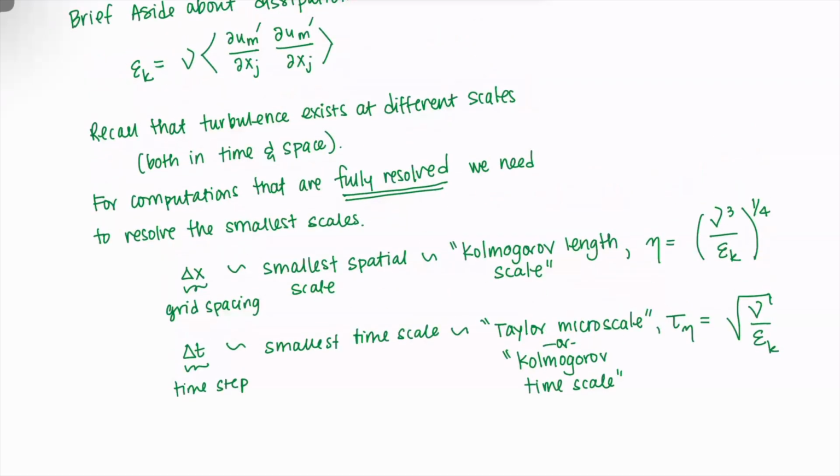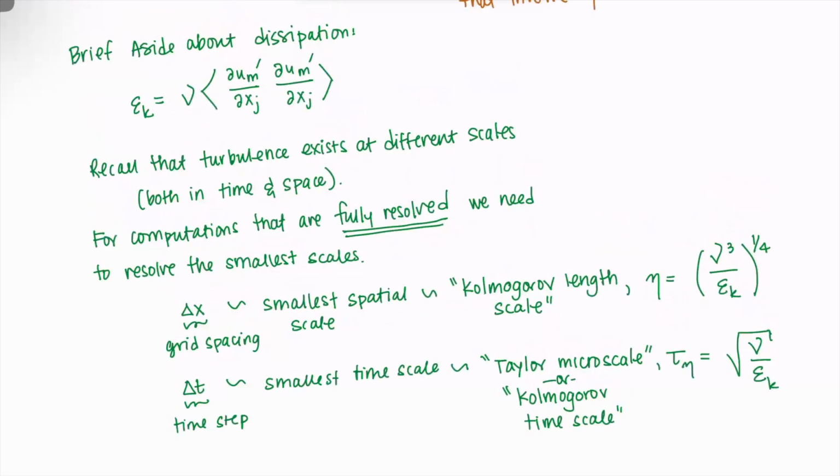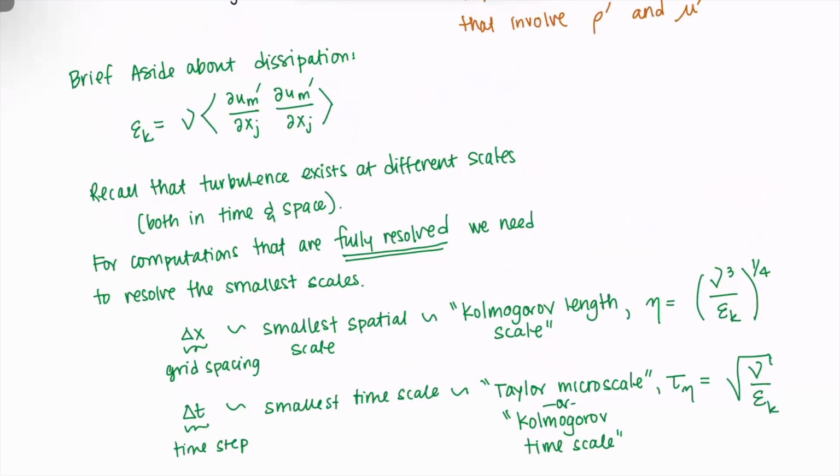Now, a couple of things to comment on here. This might all feel well and good, but if you think about it from the standpoint of actually running a simulation, hopefully you are thinking, well, wait a second. How in the world am I going to know what epsilon k is ahead of time? And the answer is you don't. We don't know epsilon a priori.